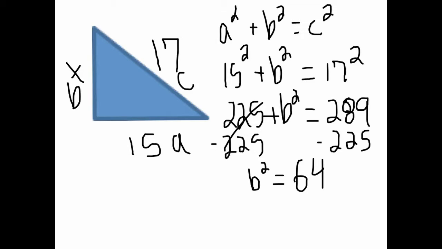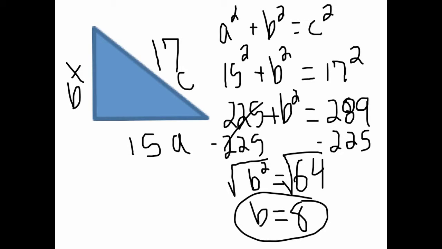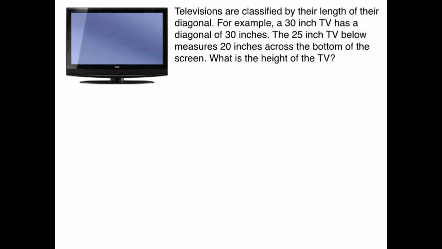And my last step here is to get b totally alone by taking the square root. So b equals, the square root of 64 is 8. Let's look at another example. Alright, let's look at this next one.